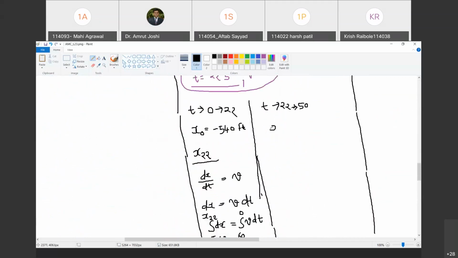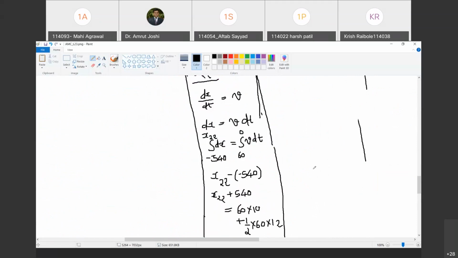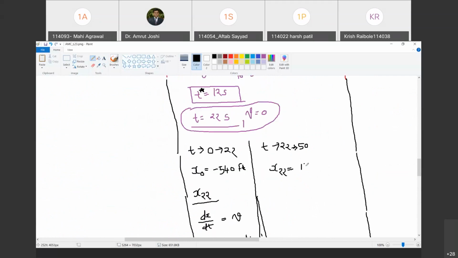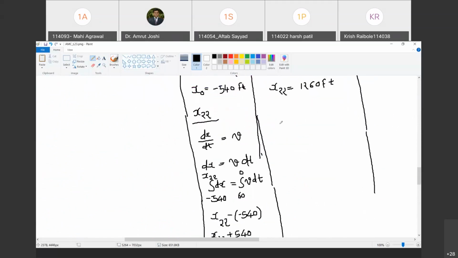So tell me, what is x22? We have already calculated x22. How much is it? 1260 feet. Now, integration x22 to x50. Do you agree with me? Yes, sir. Position at t equal to 50 seconds.